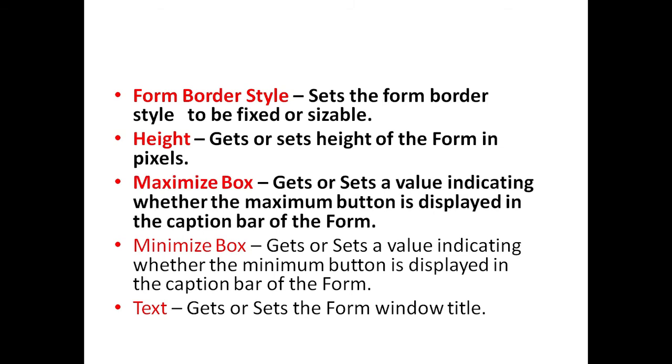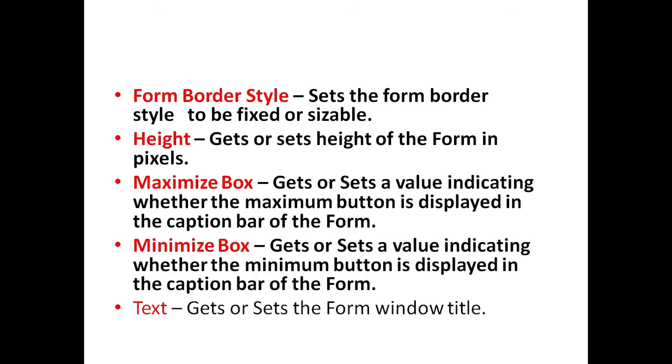Maximize box is used to set a value indicating whether the maximum button is displayed in the caption bar of the form. Minimize box is used to set a value indicating whether the minimum button is displayed in the caption bar of the form. And text property is used to get or set the form's window title.